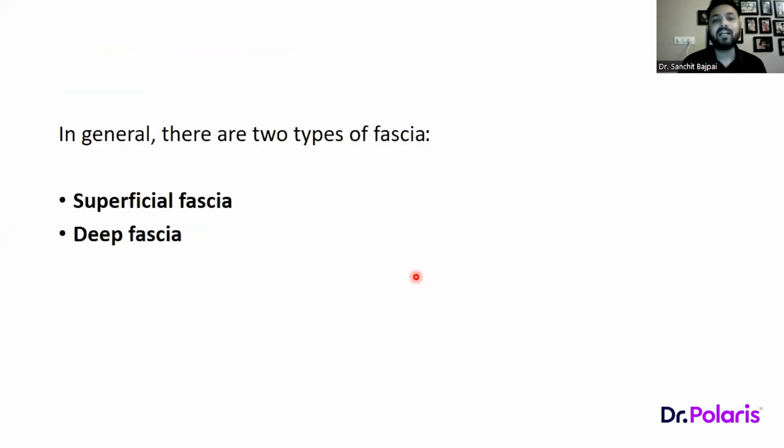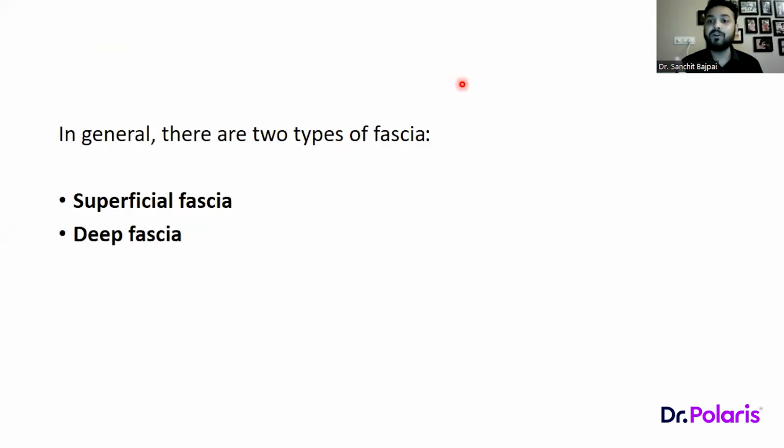Okay. Now we come to what are the types of fascia. And this is general all over the body that I'm talking about. There are two types of fascia in our body. One is above, that is called superficial fascia. Superficial means superiorly or above. One is deep to it. This is called deep fascia.